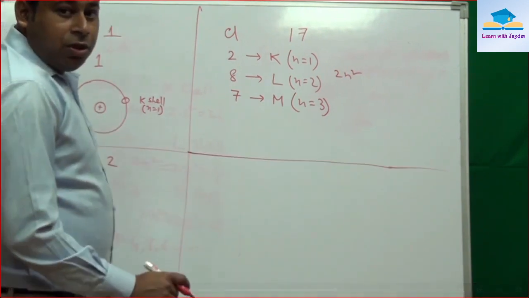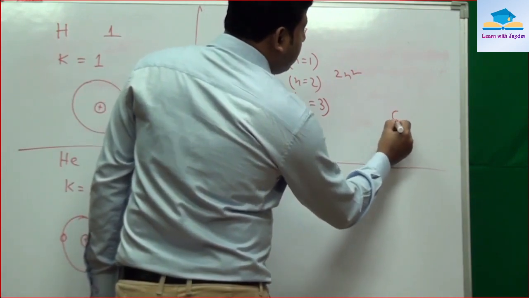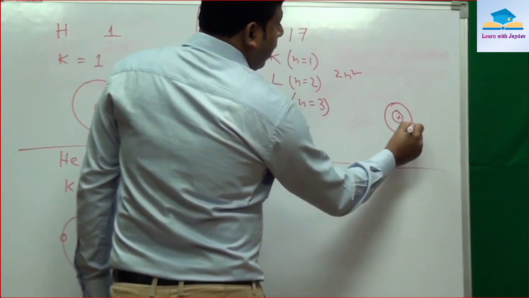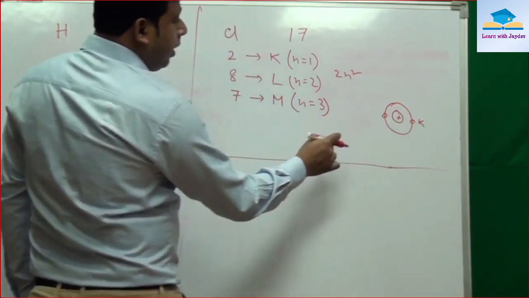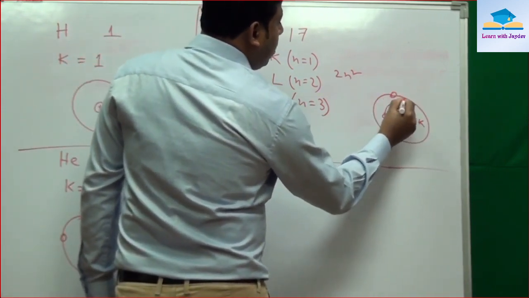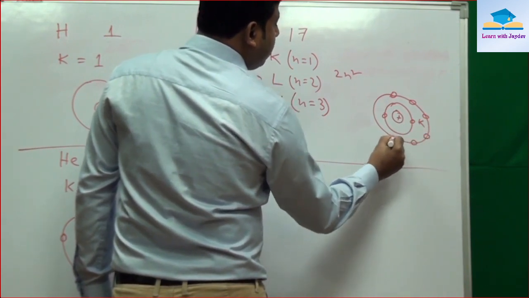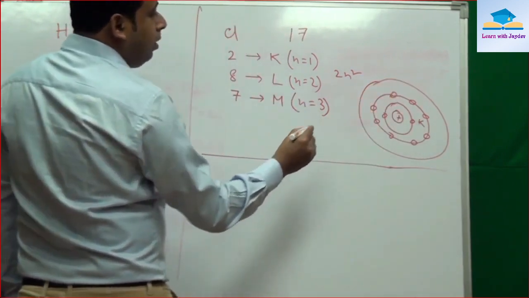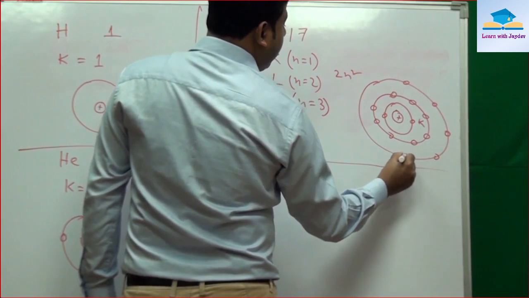So now if we draw the atomic structure of chlorine, it will look like this. At the center there is a nucleus and the first orbit, that is the K cell, will accommodate 2 electrons, and the next orbit, that is the L cell, will accommodate 8 electrons, and the last orbit, that is the M cell, will accommodate 7 electrons.